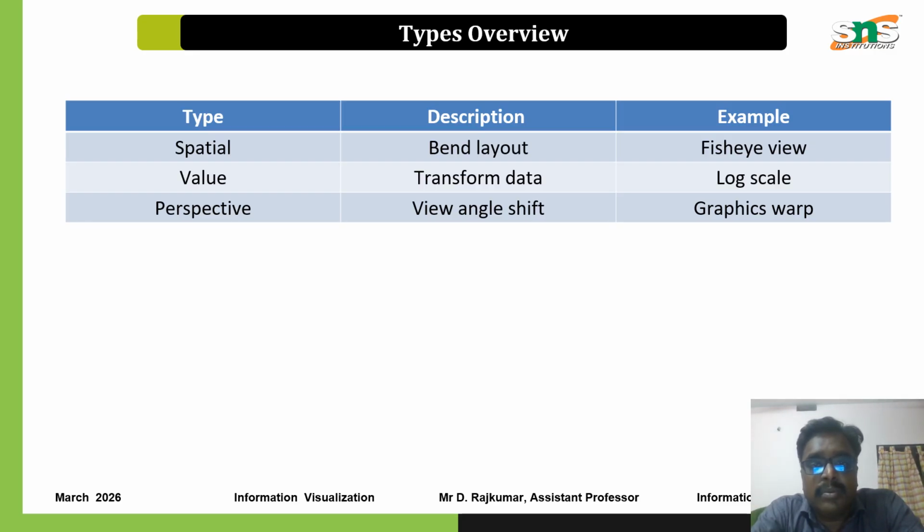Next is value. The description is transformed data, for example log scale, where different items are measured on different logs. The third one is the perspective type. Here we use view angle shifts, and for example we can take graphics warp.